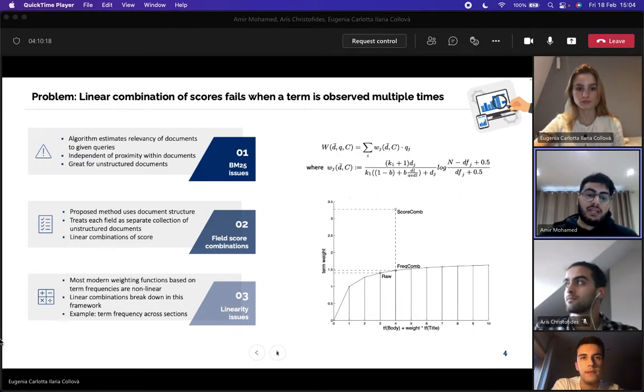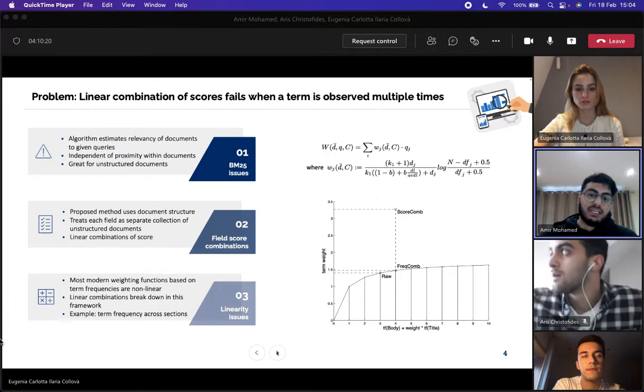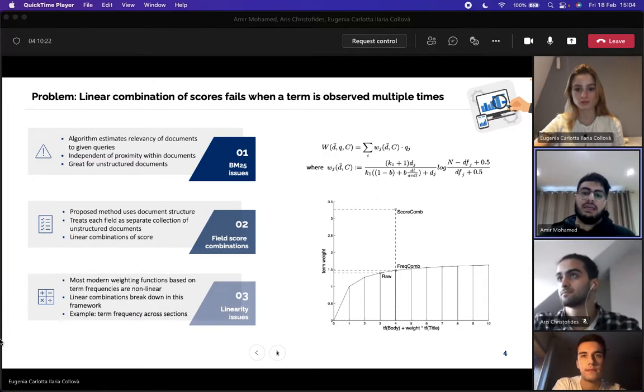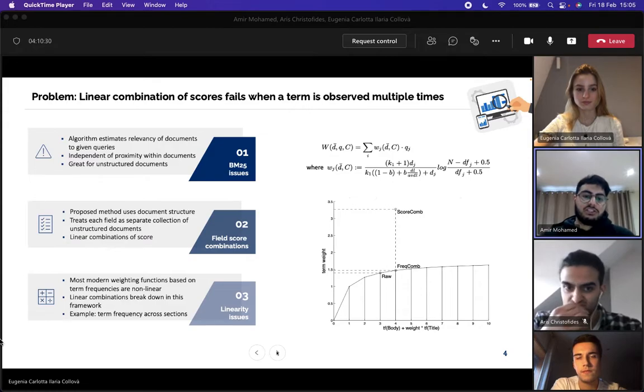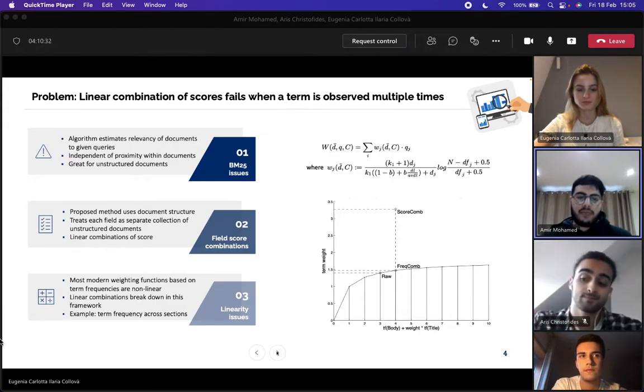So field score combinations try to solve this by treating each field, such as the title and body, independently and taking a linear combination of the scores. But this fails as most modern weighting functions are nonlinear. An example of this is shown and demonstrated on the graph on the right.